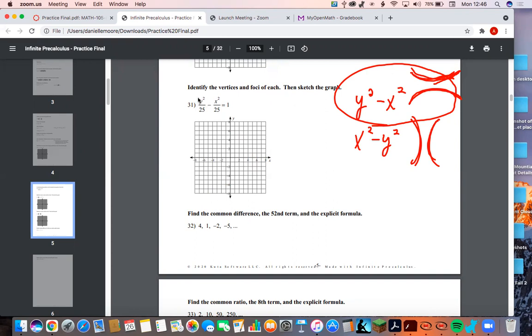Notice there's no new zeros involved. So 0 and 0 are the new zeros. There's no x plus this or y minus that. So we're centered right in the middle here. And then our number of steps is very symmetrical in this case. It's 5 there and 5 there because this is like 5 squared and 5 squared.